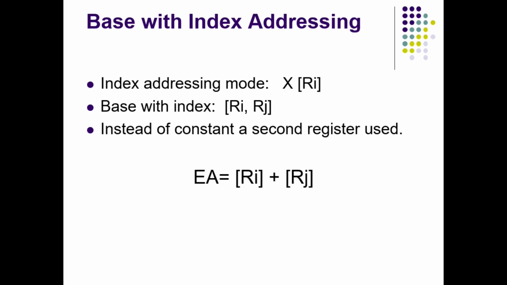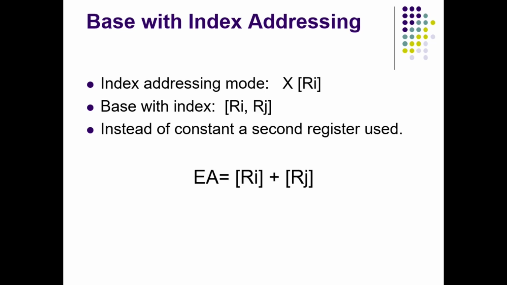This is one more addressing mode, base with index addressing mode. Now we know already what is index addressing mode. In the index addressing mode, a constant value called index is added to a register which is used as the address. In base with index addressing mode, instead of that constant value x, we are using one more register itself.